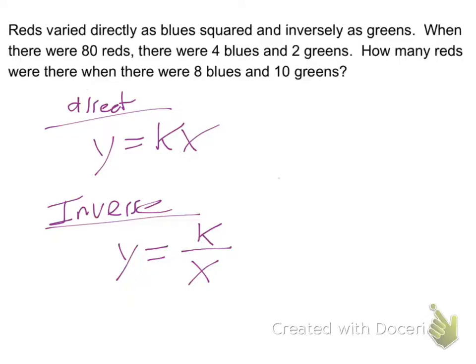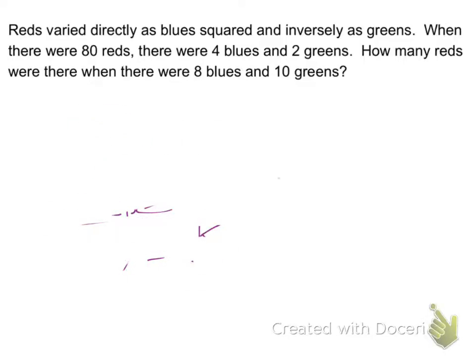Okay? So, I'm going to erase this, and as we go through a problem, we will work it out here. It says the reds vary directly as blues squared and inversely as greens. When there were 80 reds, there were 4 blues and 2 greens. How many reds were there when there were 8 blues and 10 greens?